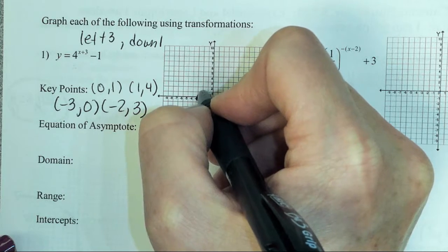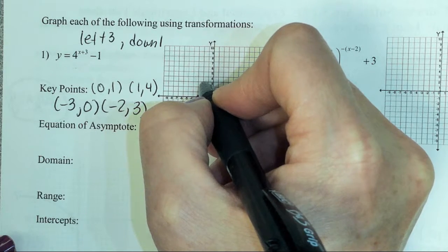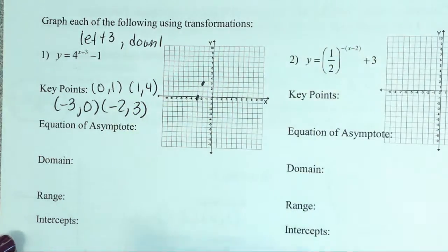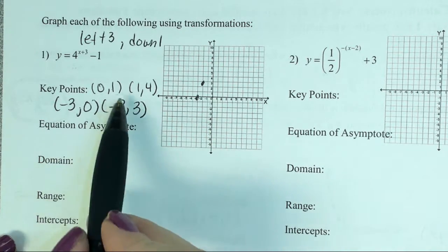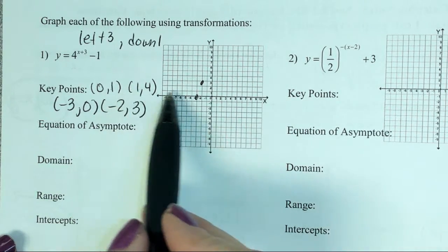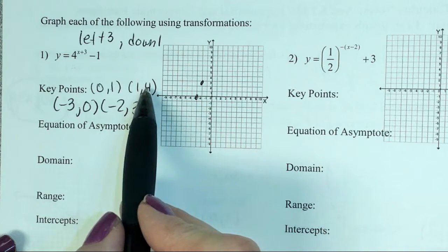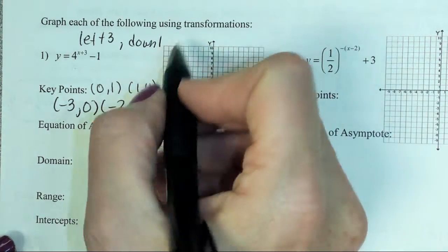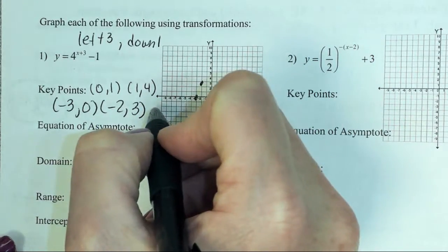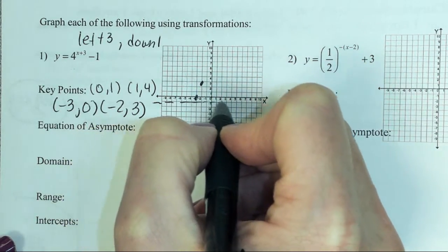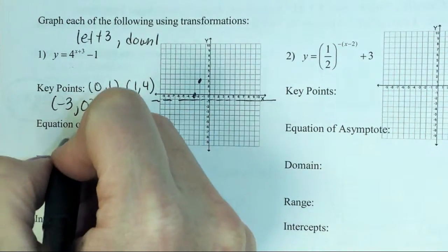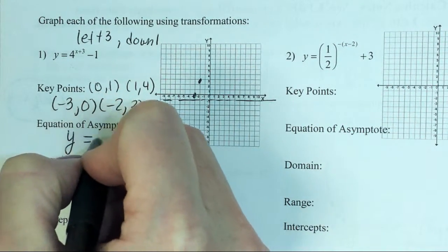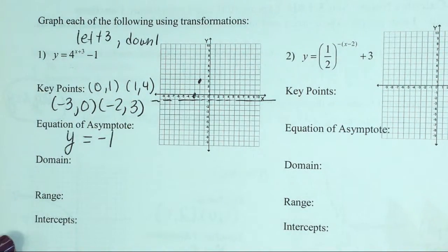And negative 2, 3. Now, normally I have an asymptote at y equals 0. If I shift y equals 0 to the left 3, it doesn't change any. But if I take y equals 0 down 1, it's now going to be at negative 1. So here my asymptote is going to be y equals negative 1.